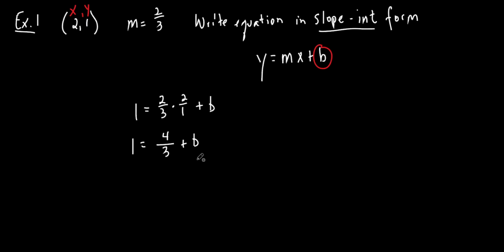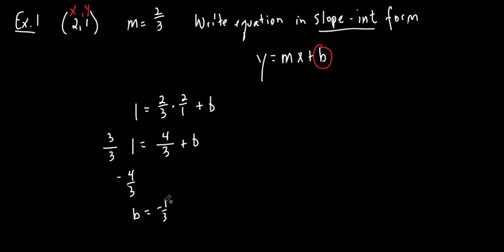So now I just got to solve for b. So how do I get b by itself? Minus 4/3. So I minus 4/3. How do I minus that from a 1? Make that a 3/3, right? Common denominator. Everybody with me on that? And then, so I got 3/3 minus 4/3. What's that? Negative 1/3. All right, so b equals negative 1/3.